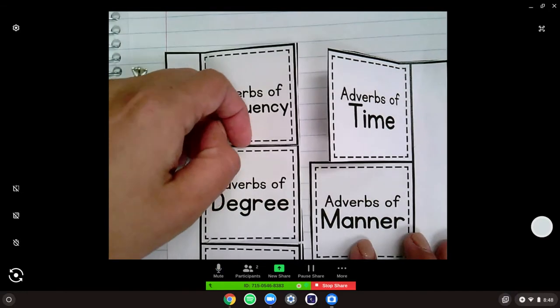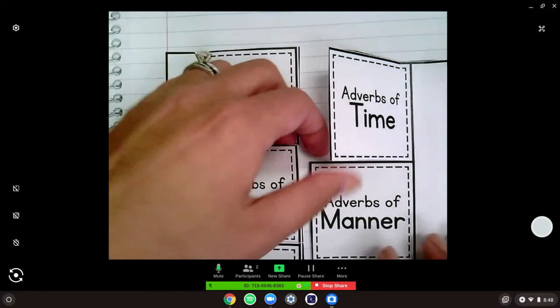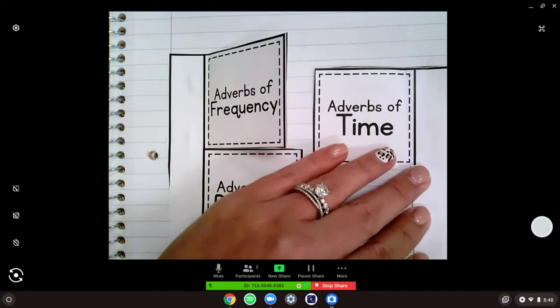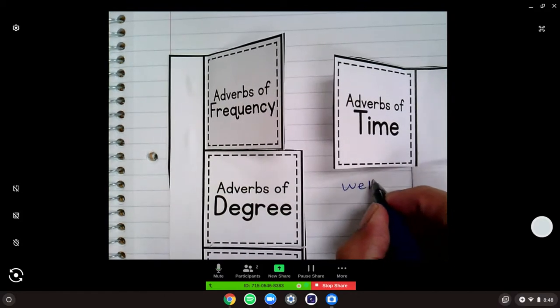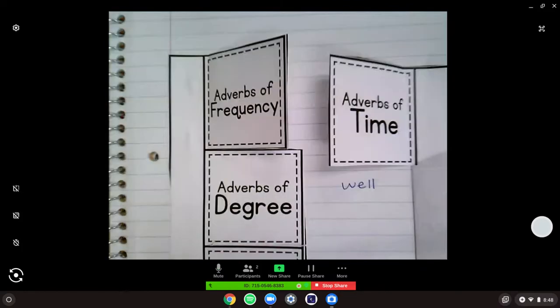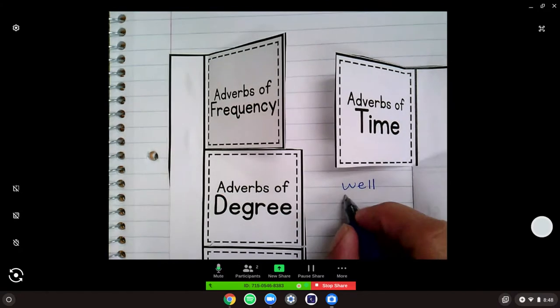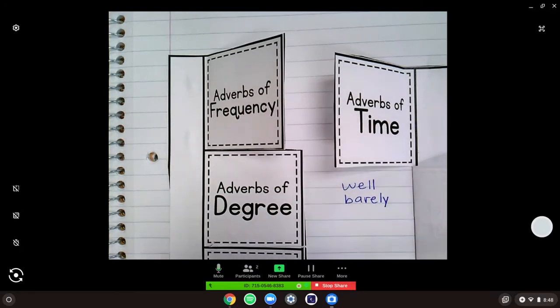Degree or manner? Three, two, manner. Adverbs of manner. Remember, this is like when we're talking about, like, I feel well today. Or Maddie barely made it in today, right? She barely, that's kind of a manner. She's really close, kind of, to it. She barely did it.